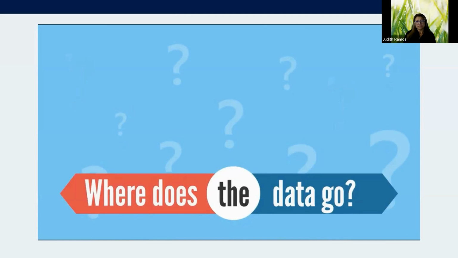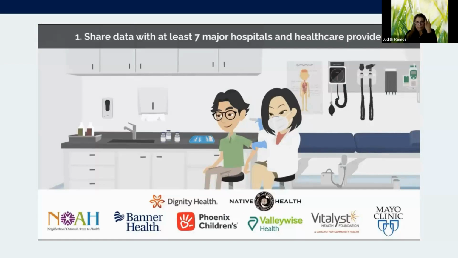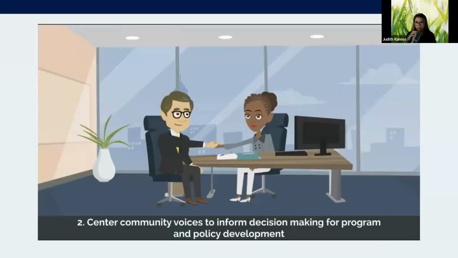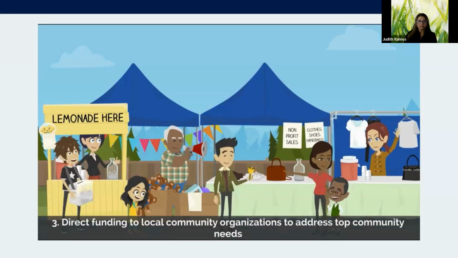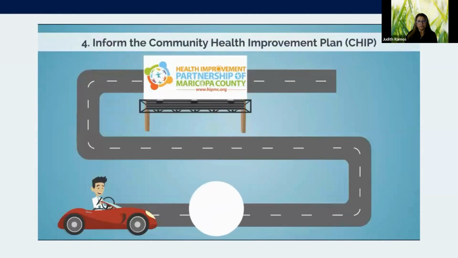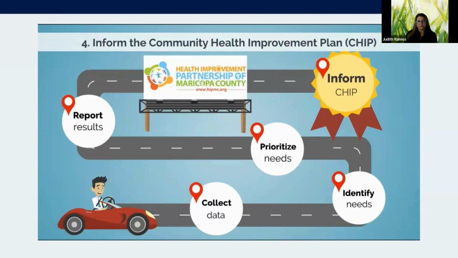So where does this data go after it's collected? The CHNA data has sparked action to accomplish the following. Share data with at least 7 major hospitals and healthcare providers to inform new approaches to serve the community. Center community voices to inform decision-making for program and policy development. Direct funding to local community organizations to address top community needs such as mental health, access to care, and social determinants of health. And inform the CHIP developed by over 100 community partners who form the Health Improvement Partnership of Maricopa County. The CHIP is a long-term systemic effort to address health needs based on results from the CHNA.